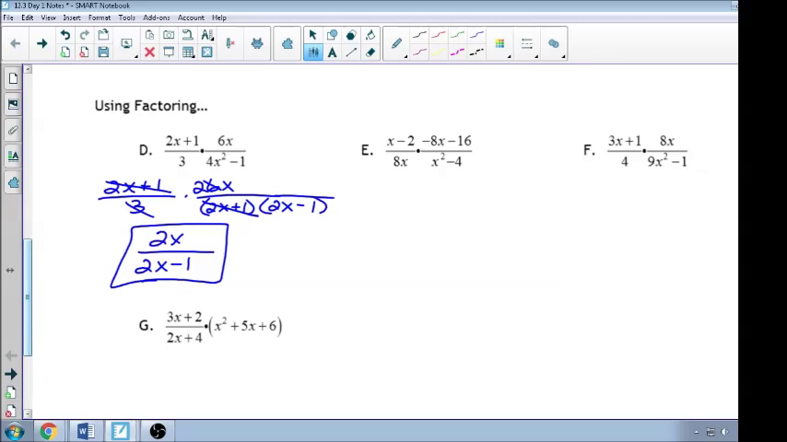Okay, so it doesn't matter if they're in the same fraction. I can simplify them even if they're in opposite fractions.